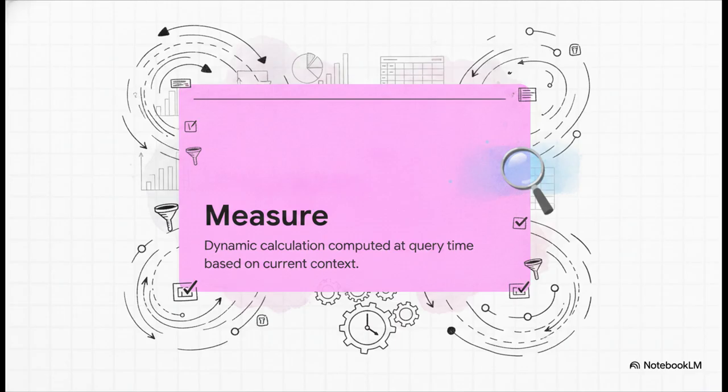A measure isn't just some static piece of data sitting in a table. It's a formula that literally springs into action at query time. It looks at the filters you have on your report and calculates a result completely on the fly.